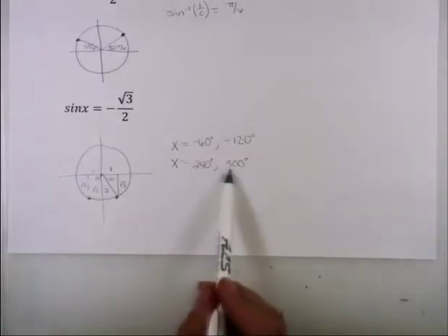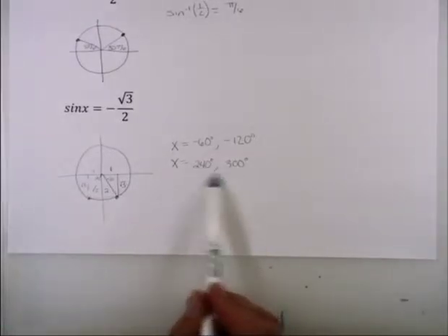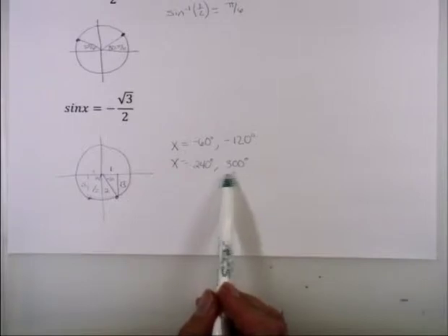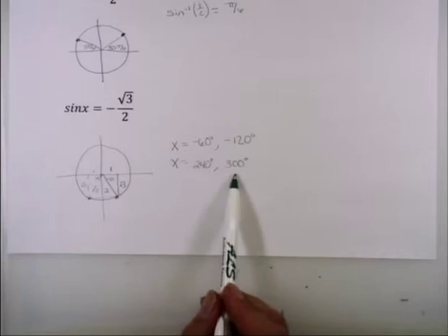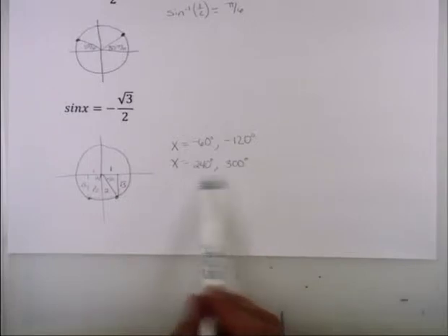Now the calculator is never going to return these values to me because they're not in the restricted domain. So if I'm looking for an answer in this interval, I'm going to have to find those manually by adding on those integer multiples of 360 degrees, or 2π if I'm working in radian mode.